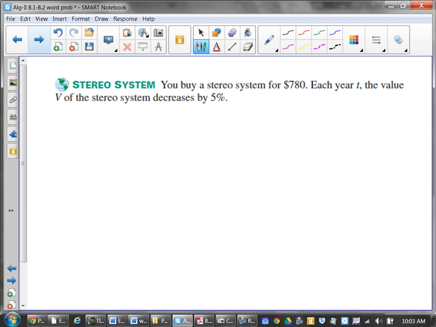I might have cut off the other part of the problem. Let's write out the model. Then we'll figure that out from here.